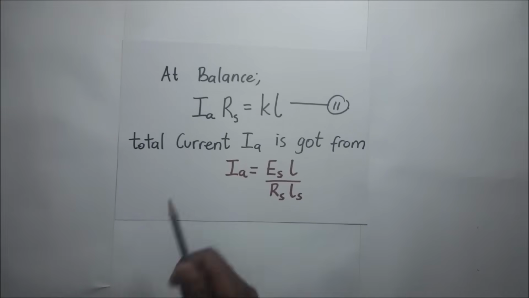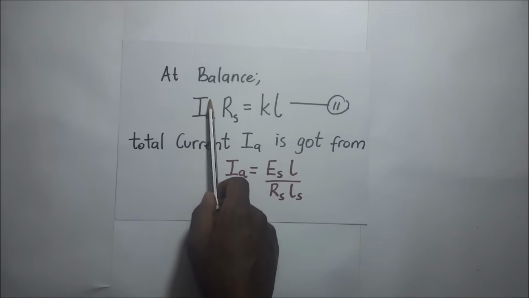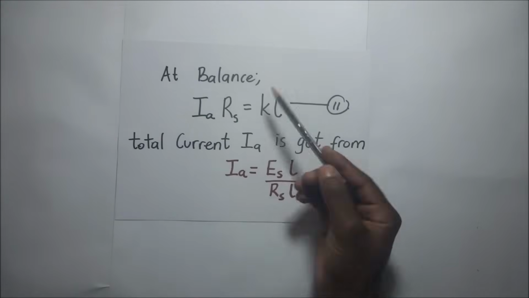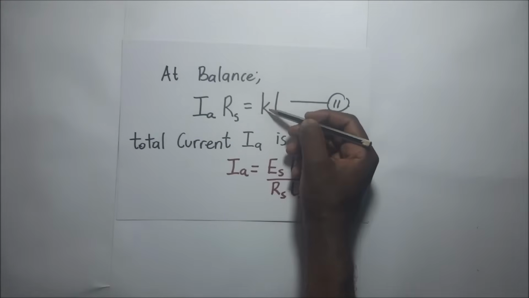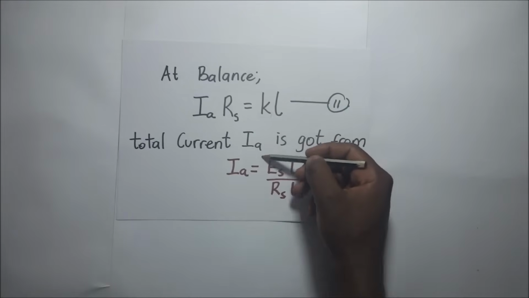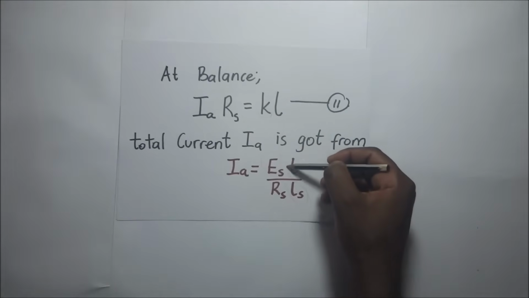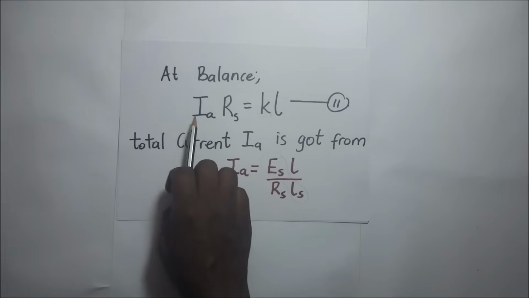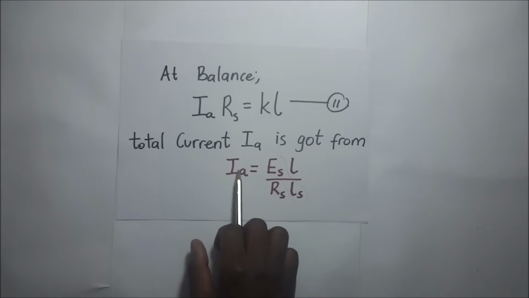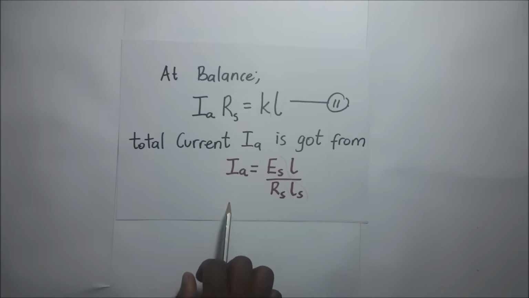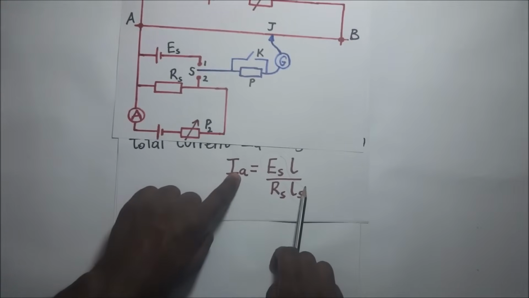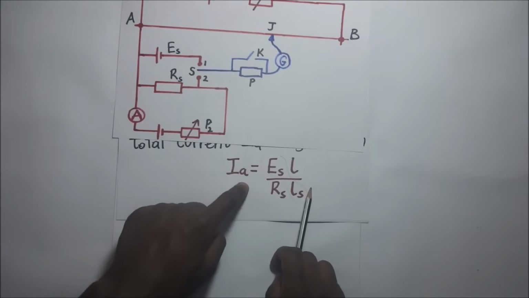So that's our expression, that IA, which is the current going through that resistor, times RS is equal to KL. When we substitute for this value of K, the PD per unit length, which is ES over LS, which we got in our first equation, we're able to come up with that expression when we make IA the subject of the formula. And so we're able to get the actual amount of current that is flowing through this resistor, RS.